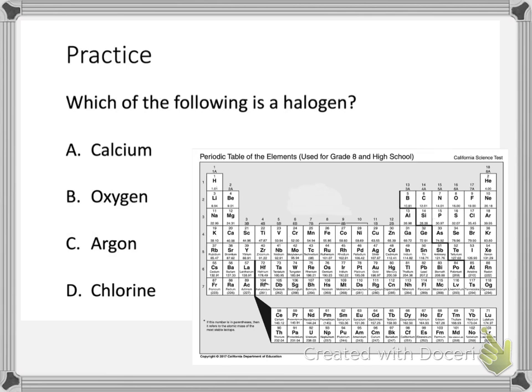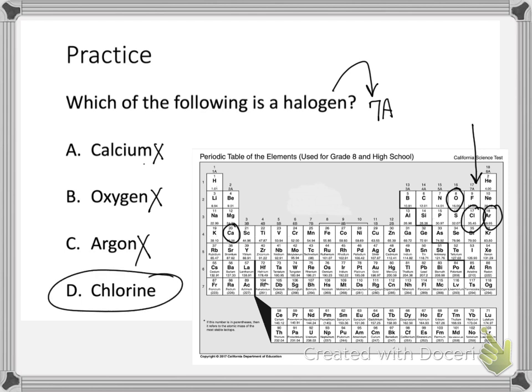So here, which is a halogen. So you would have to know that halogens are 7A. So 7A is right here. And so then we would just look through. Calcium is here. That's not it. That's an alkaline earth. Oxygen is here. That's not it. That doesn't have a group name. Argon is here. That's not it. That's a noble gas. And then there's chlorine. So letter D is the answer.